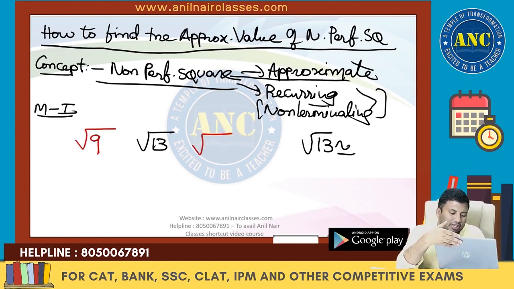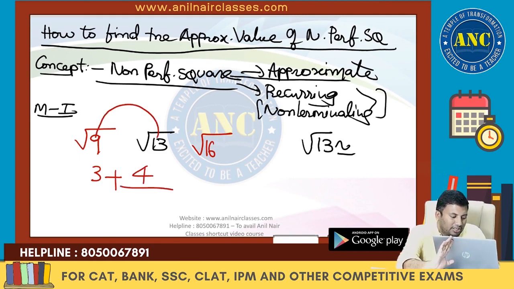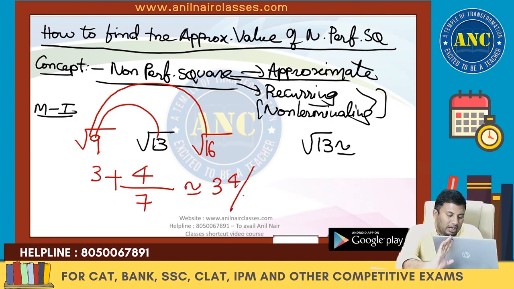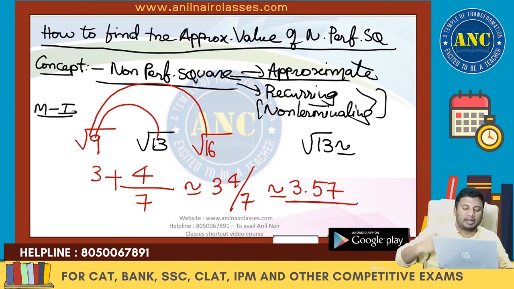Square root of 9 and square root of 16. 13 is greater than 9. 13 minus 9, difference is 4. 16 minus 9, difference is 7. Answer is approximately 3 and 4 by 7, or in other words 3.57. Answer is approximately closer to 3 and 4 by 7.